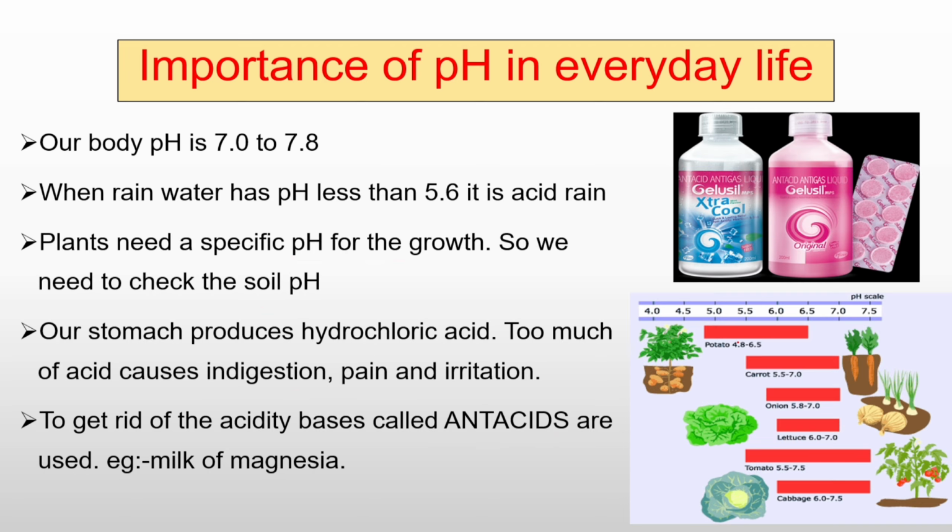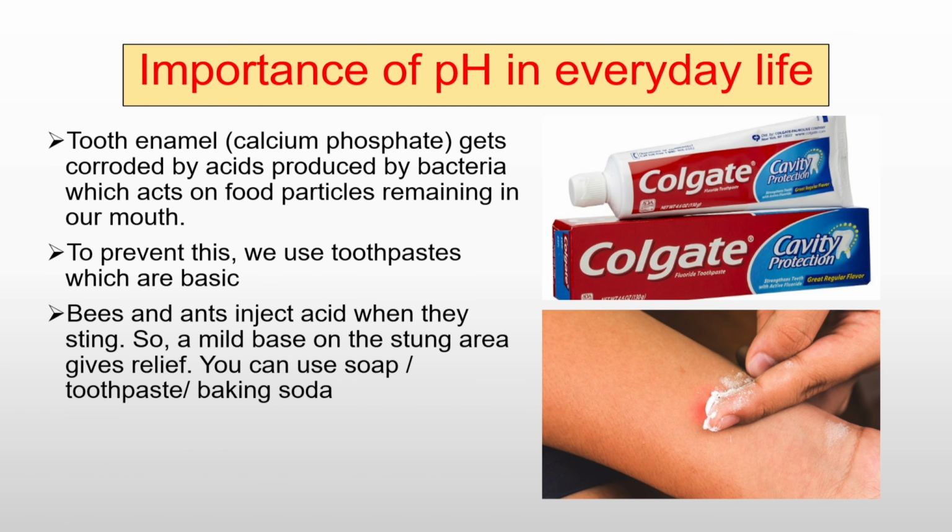This slide is just a picture showing that potato needs this much pH, 4.8 to 6.5. Carrot needs this much pH. Onion needs this pH. Lettuce needs this pH. Tomato grows in this. Cabbage grows in this. So that means pH has a very crucial role in our everyday life. I told you just this, the importance of pH in our life.